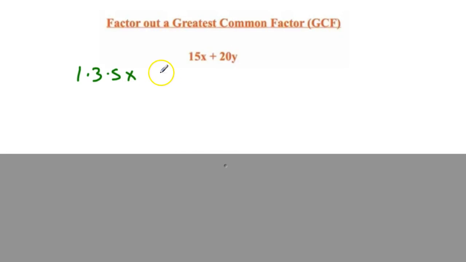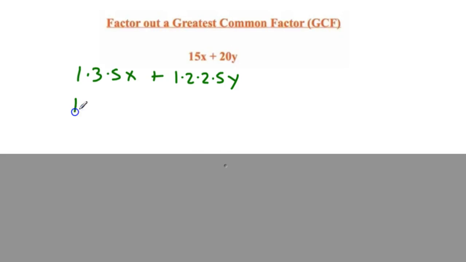And then x. And then 20y, so that's plus, what are the factors of 20y? So 1 times 2 times 2. 1 times 2 is 2, times 2 is 4. 4 times 5 is 20. And I can't break these down anymore because they're all prime numbers. Then look, what do they have in common? All right, so this one has a 5, that one has a 5, a 1 and a 1. Okay, so they have a 1 and a 5 in common.